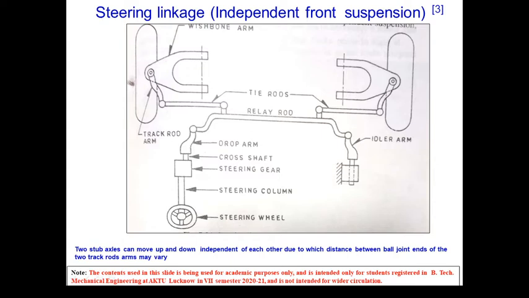In case of independent suspension, the two stub axles can move up or down, independent of each other. Due to this movement, the distance between the ball joint ends of the two track rod arms is continuously varying. Due to this, a single track rod, as in the conventional system, cannot be used. So we have to use two tie rods here. As we can see, there are two tie rods using ball joints.